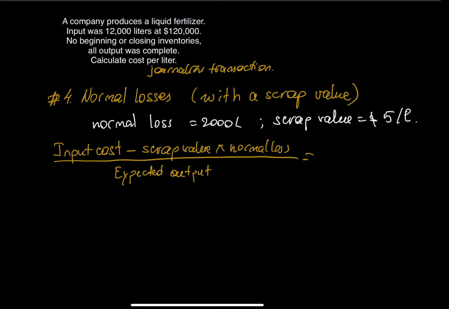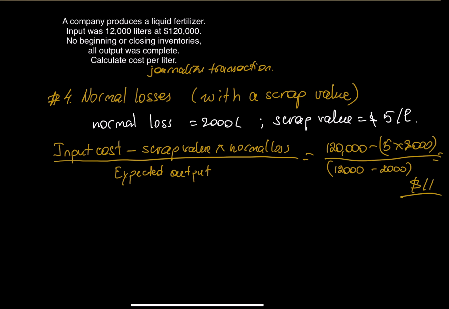To complete it, input cost is 120,000. The scrap value is $5, and the normal loss is 2,000 liters, and divide by the expected output. Expected output is, again, to calculate it, 12,000 is the input minus 2,000 of the estimated normal loss. And that results in a new cost calculation of $11 per liter. So this is very simple to calculate.